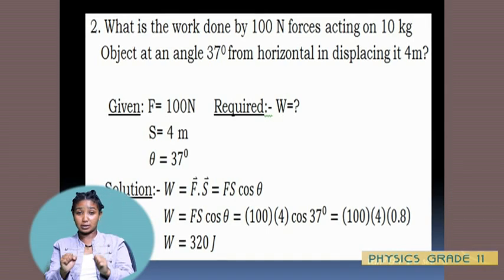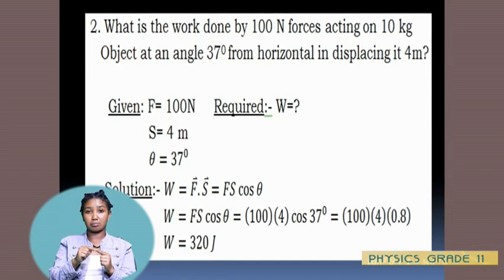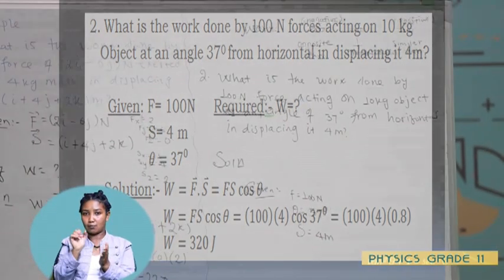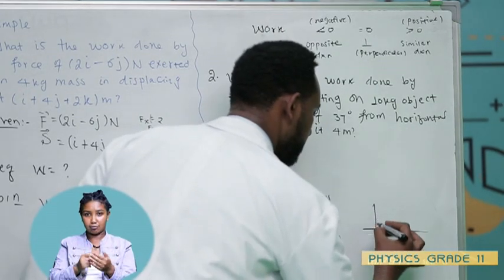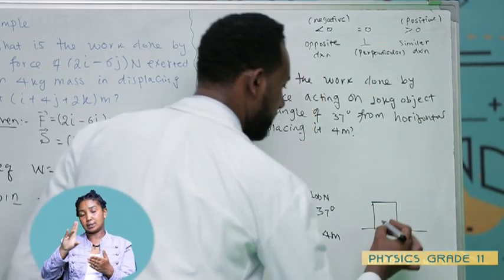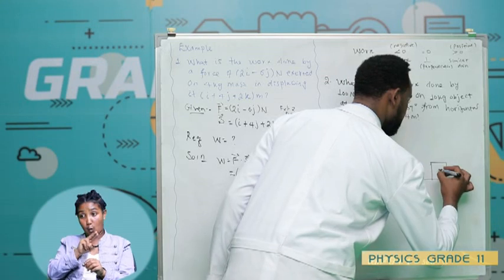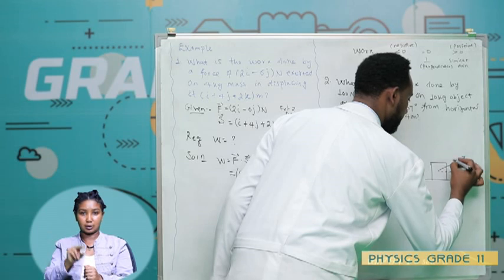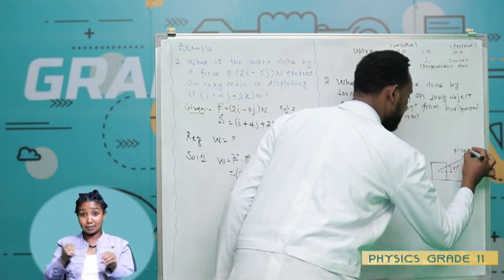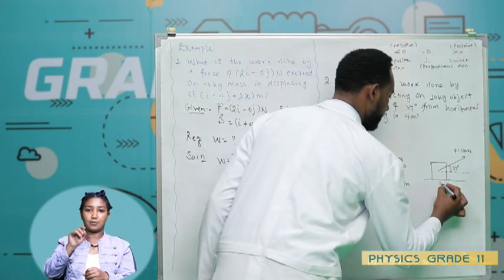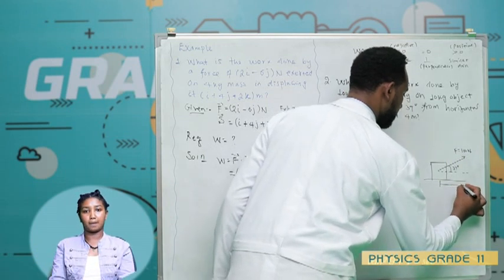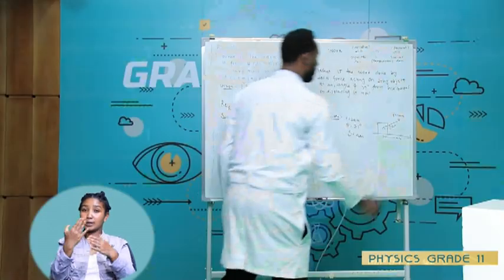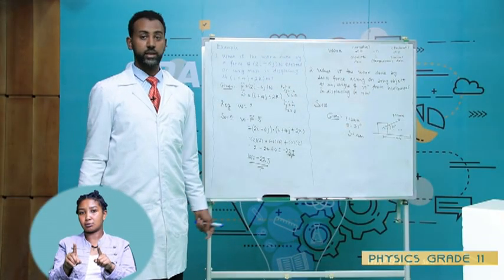Sometimes it's possible to sketch those problems. Easily you can draw like this. For example, here you have the mass. The force is acting at an angle of 37 degree from horizontal. Like this. The force is 100 Newton. And it is displaced 4 meter. Now we are asked to find the work done by the applied force.